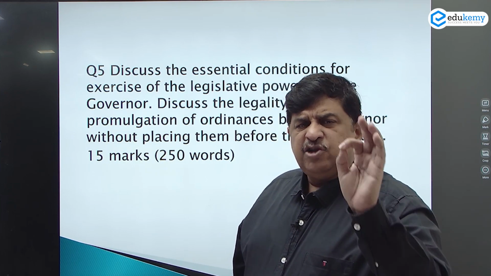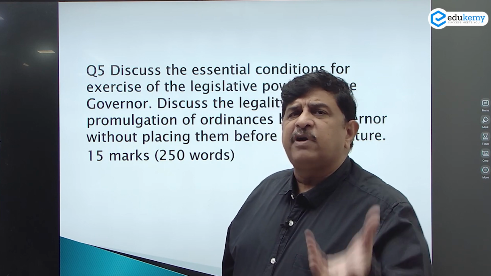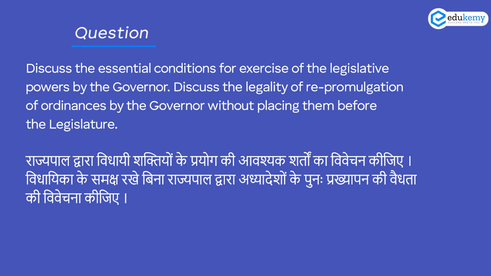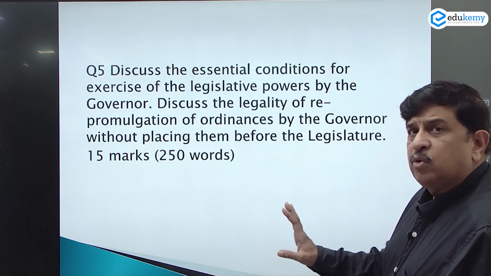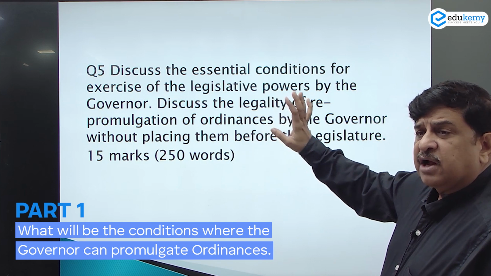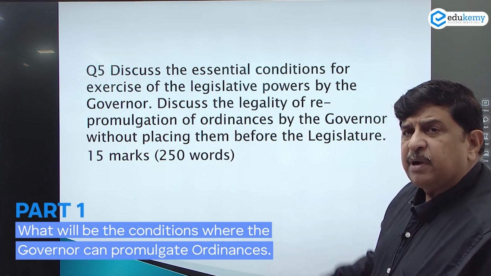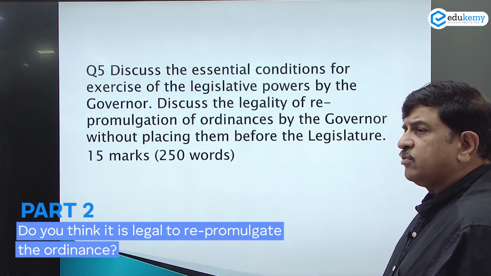in any arrangement of separation of powers, and if it is a democratic arrangement of separation of powers, it becomes furthermore significant. The question is, friends: discuss the essential conditions for the exercise of the legislative powers by the governor. Then discuss the legality of re-promulgation of ordinances by the governor without placing them before the legislature. So, the first part is specifically asking what the conditions are where the governor can promulgate ordinances. And then the second part is asking, do you think it is legal to re-promulgate ordinances? So, they are asking about it.